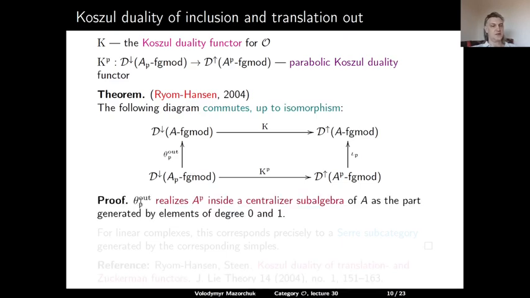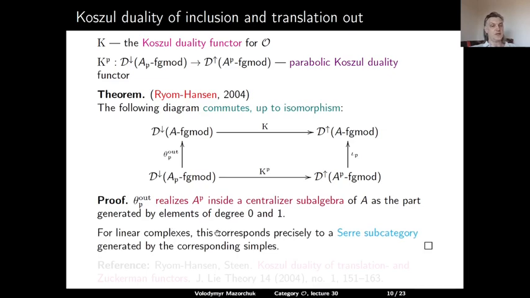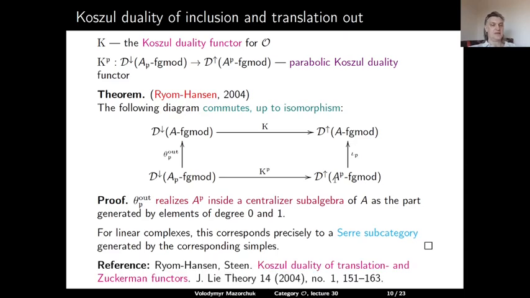Proof. Translation out of the wall realizes the singular algebra inside the centralizer subalgebra of the regular algebra as a part generated by elements of degree 0 and 1. And for linear complexes, this corresponds exactly to the Serre subcategory generated by the corresponding simple modules. And this is exactly the description of the parabolic part of the regular block. So the reference is the paper by Steen from 2004, which is called Koszul duality of translation and Zuckerman functors.